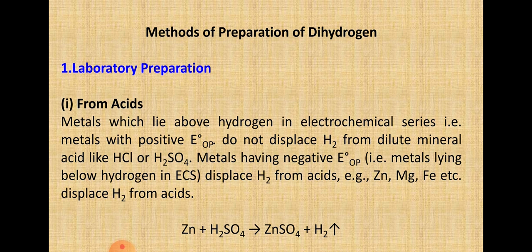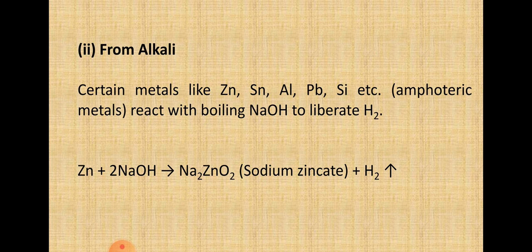Metals having negative value, meaning metals which lie below hydrogen in the electrochemical series, displace hydrogen from acids. For example, zinc, magnesium, iron, etc. displace hydrogen from acids. You may remember, you have been studying this equation from class 7. Zinc plus H2SO4 gives zinc sulfate plus hydrogen gas.